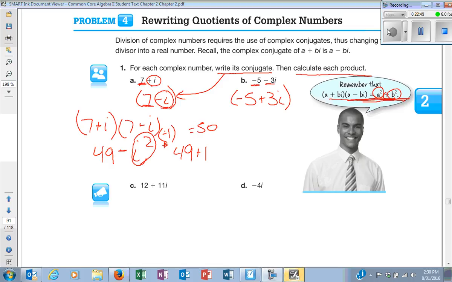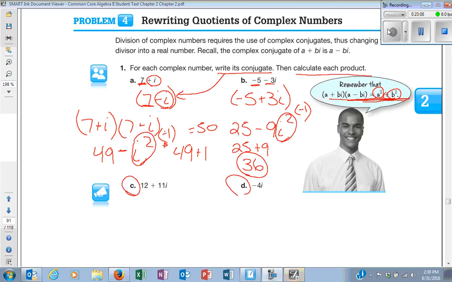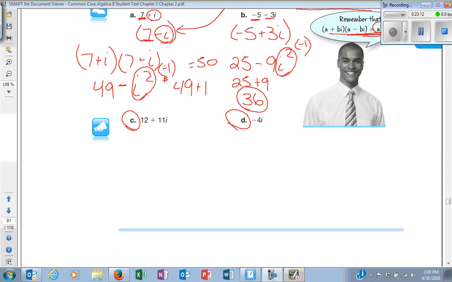And if I follow my pattern here, all I have to do is square this one, which gets me to 25. Minus square this one, which would be 9i squared. Again, my i squareds are turning into a negative 1, so that turns to 25 plus 9, which is 36. So for homework, I want you to try C and D. If you need examples, A and B would be good examples for that.